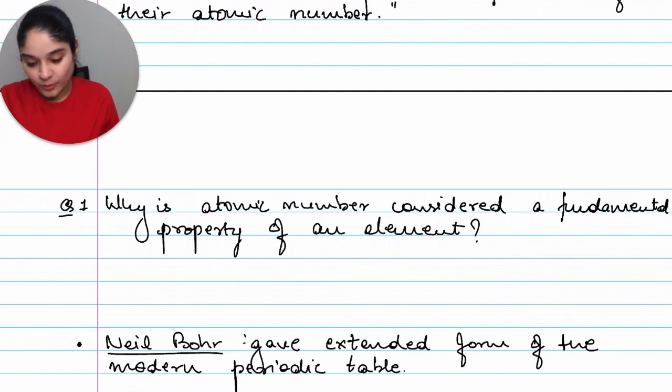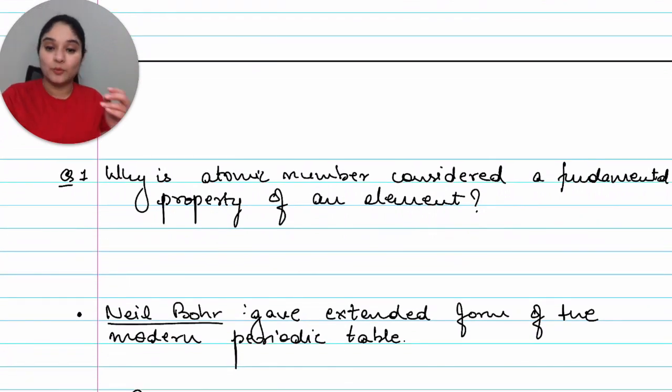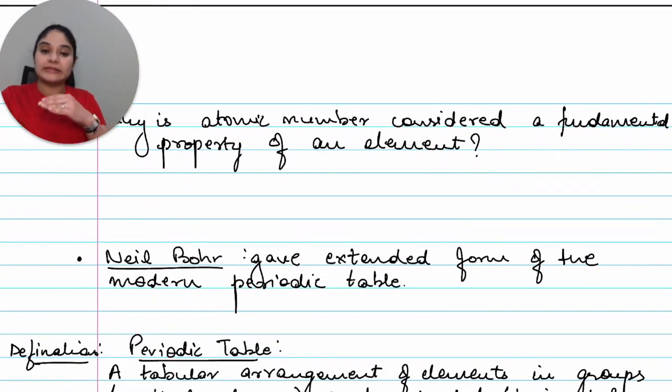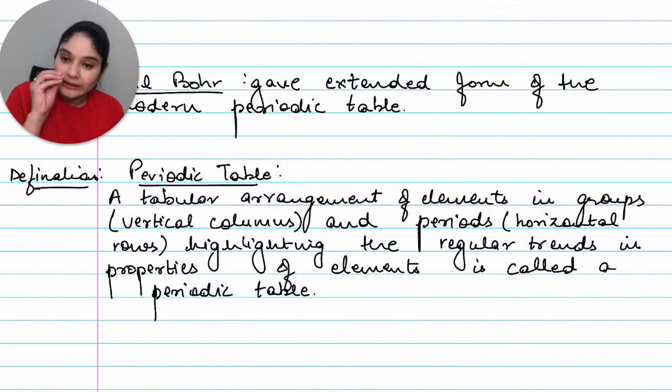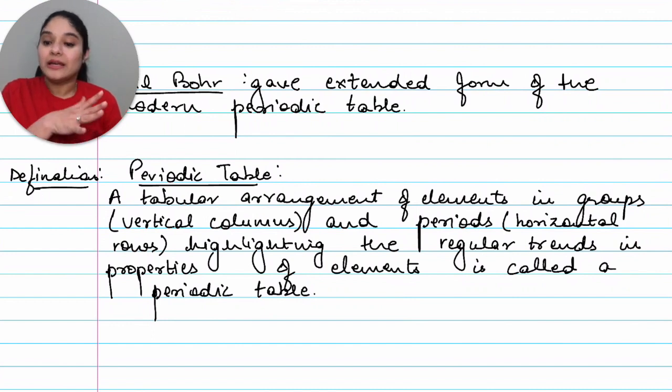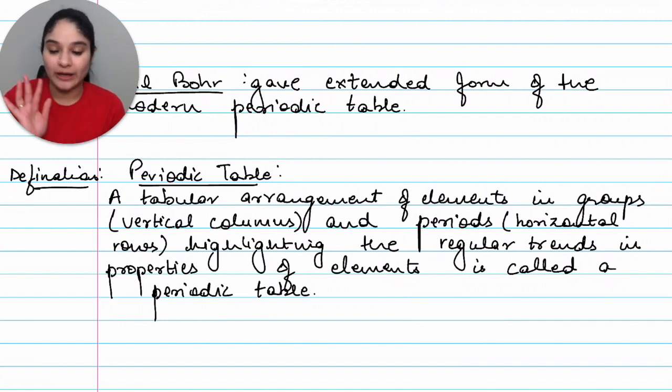Now what happened was, next was Niels Bohr. He gave an extended form of the modern periodic table. So let's look at the new definition. So periodic table, what is the definition? Now since it's a definition, you can rephrase it or rewrite it in any form that you want.